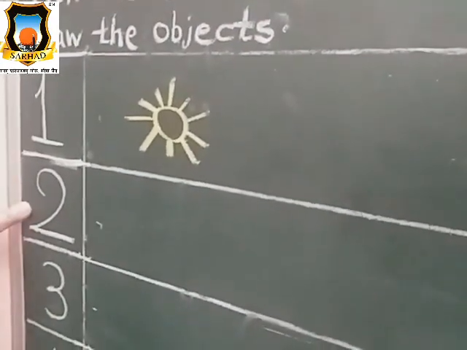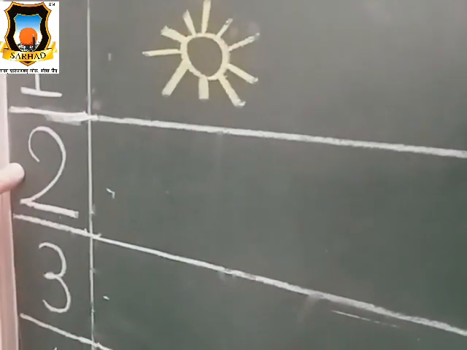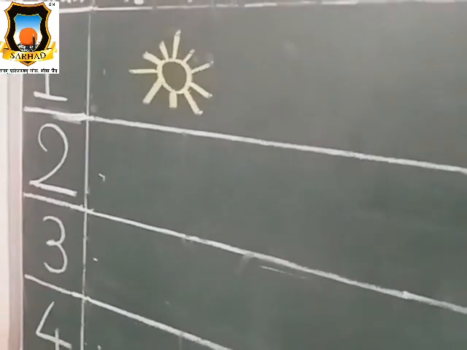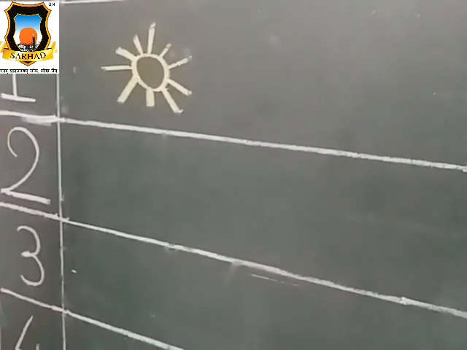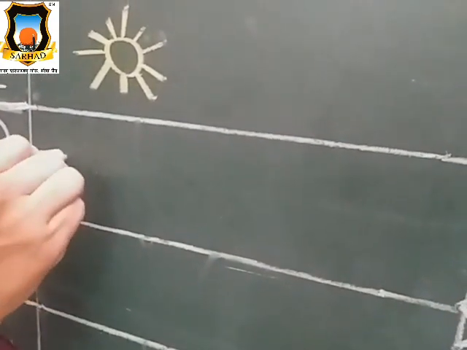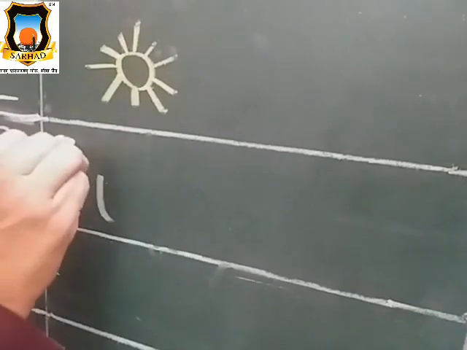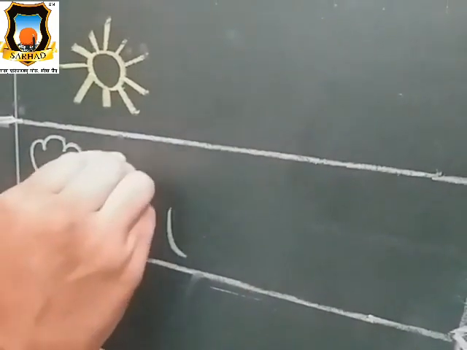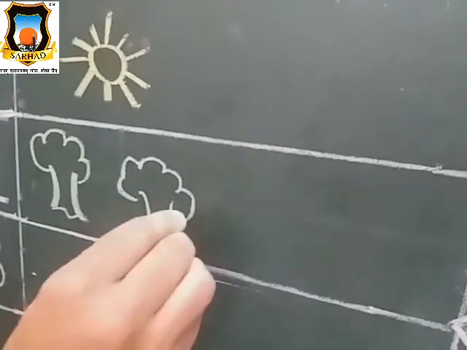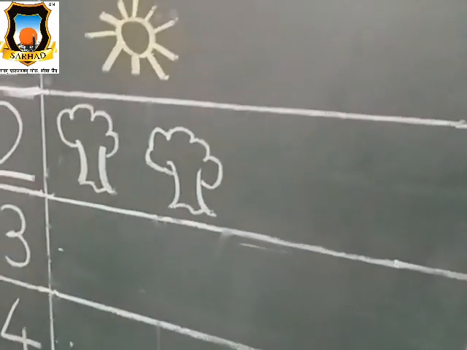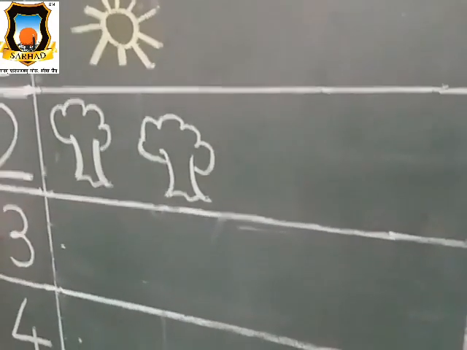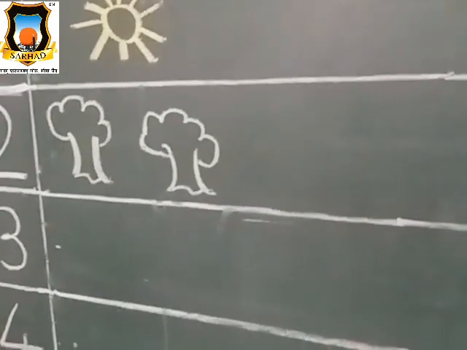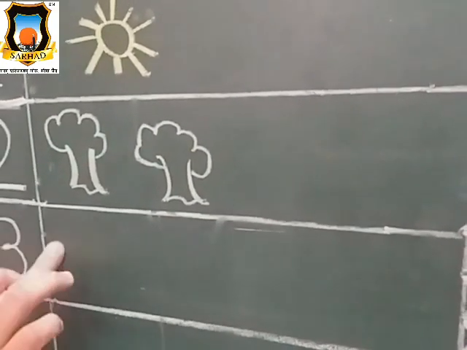Okay. So look at here. Which is the next number? Number 2. So I am going to draw here 2 trees. 1 and 2. These are 2 trees. Okay. Now next number is 3. So I am going to draw here 3 flowers. Okay.